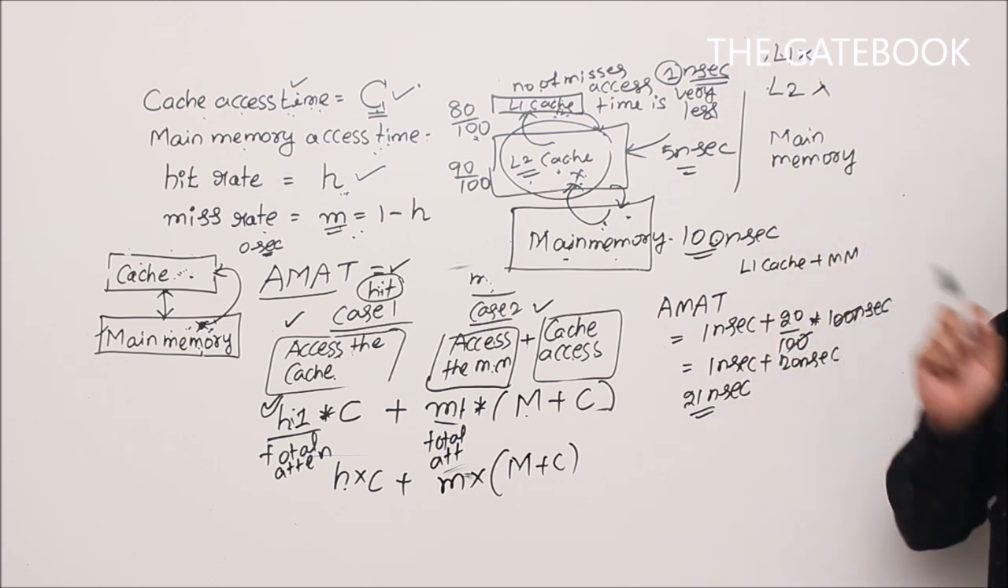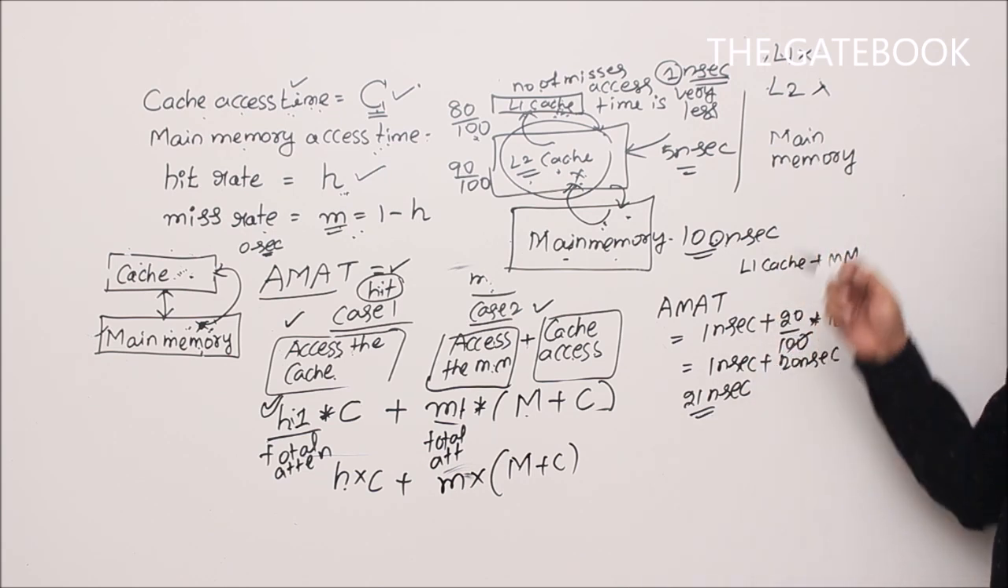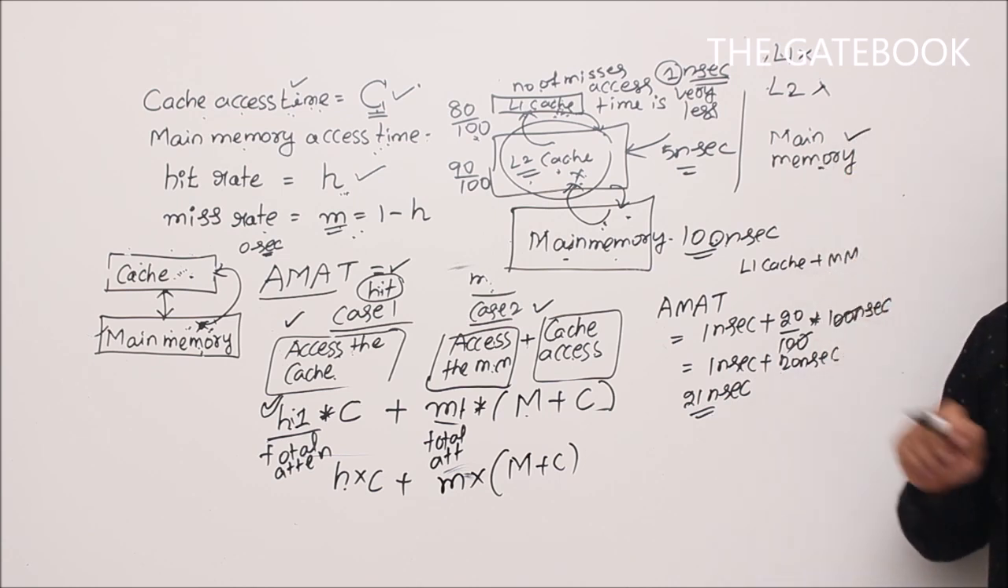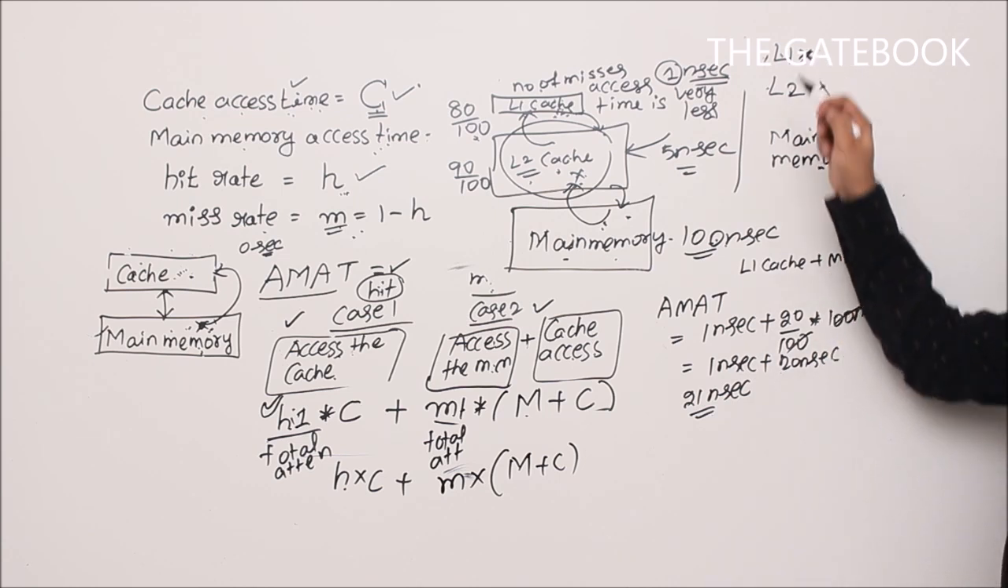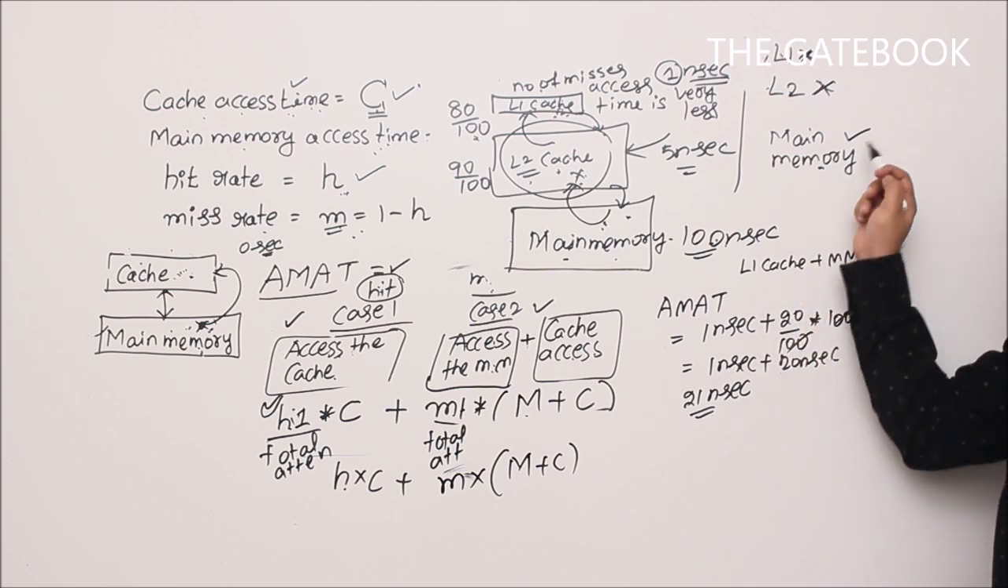Then go to main memory. My assumption is always that the data is there in main memory, in the last level of the hierarchy. Okay. Now the data is not in L1, not in L2, but it is in main memory.